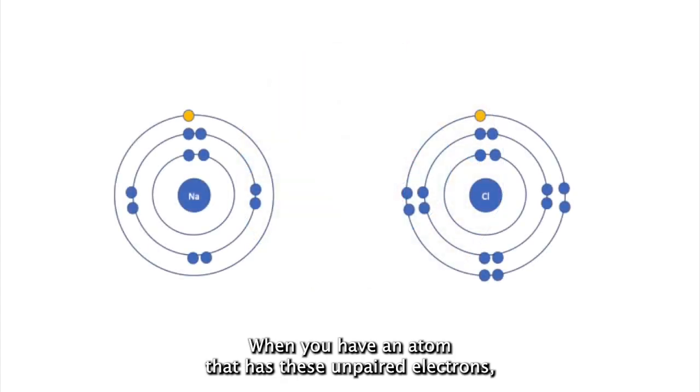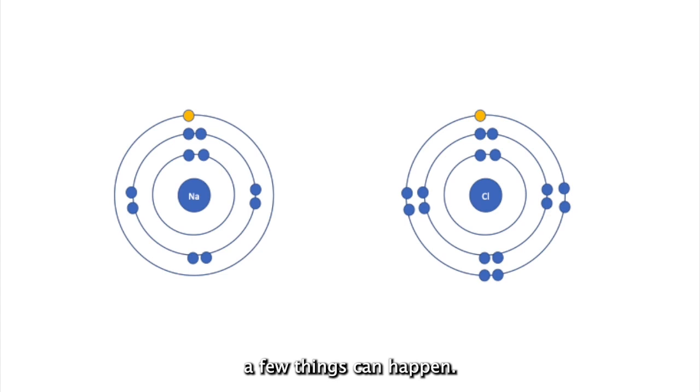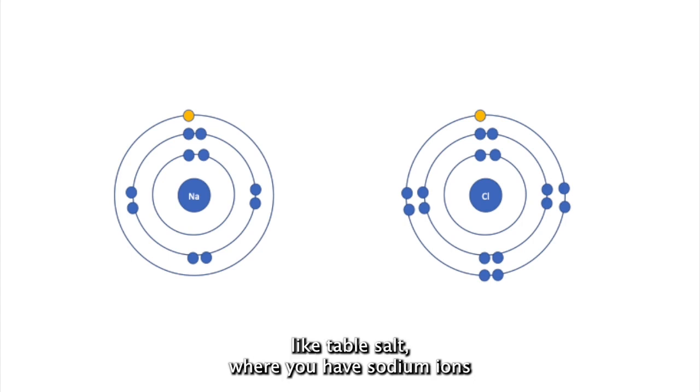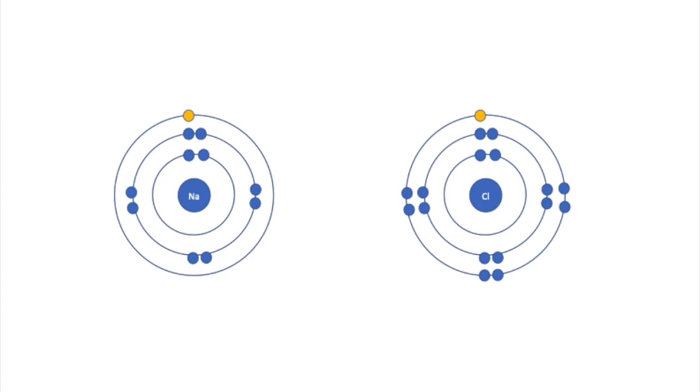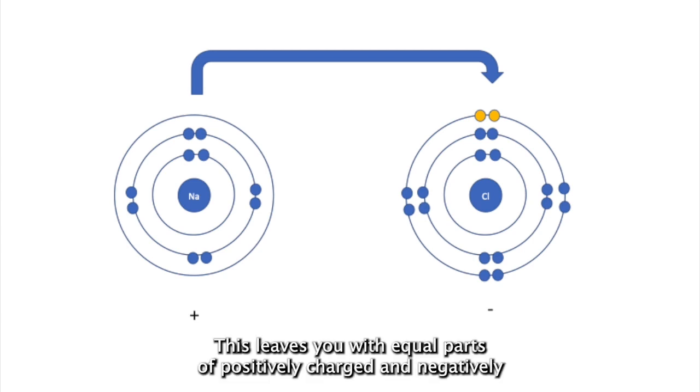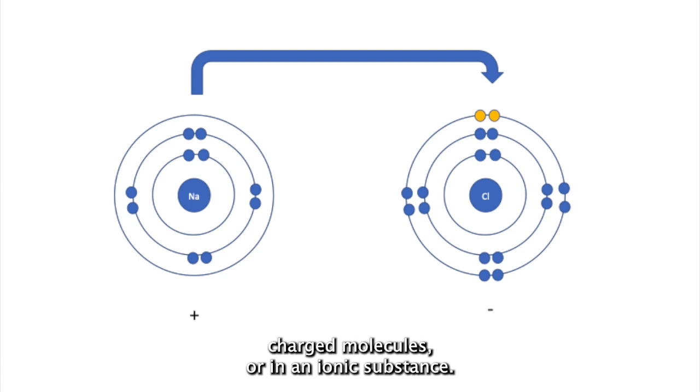When you have an atom that has these unpaired electrons, a few things can happen. The simplest type of compound is what's called an ionic compound. Things like table salt, where you have sodium ions and chlorine ions. In this case, one of the chlorine atoms literally strips away sodium's unpaired electron in its outer shell. This leaves you with equal parts of positively charged and negatively charged ions in an ionic substance.